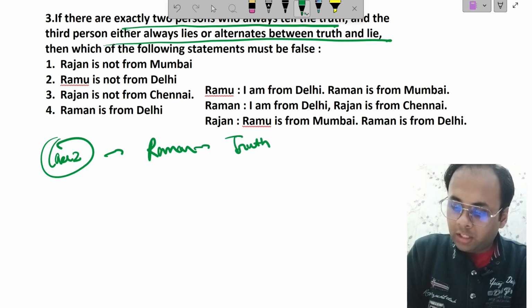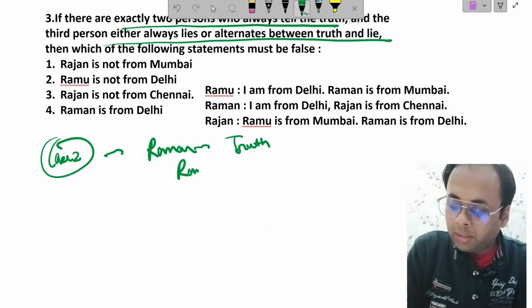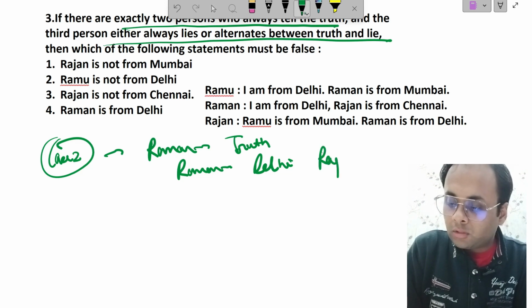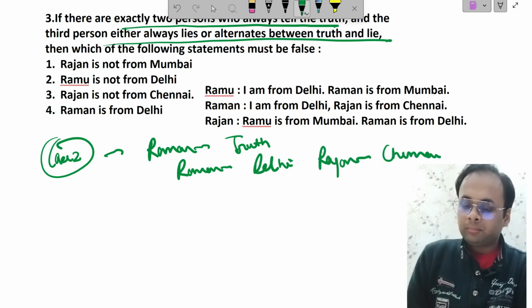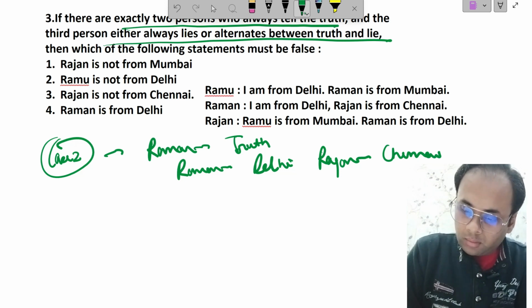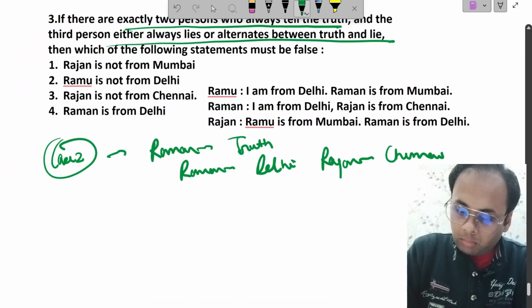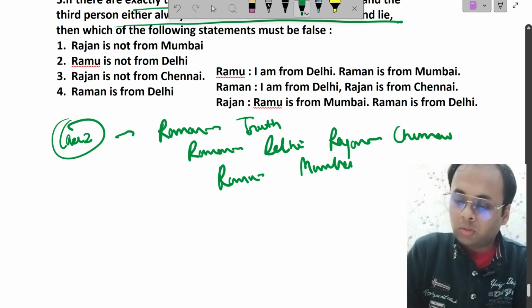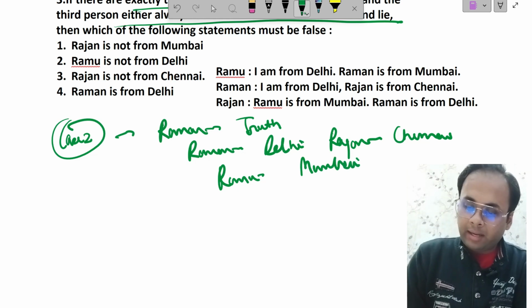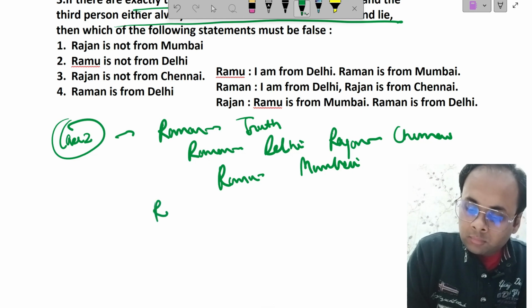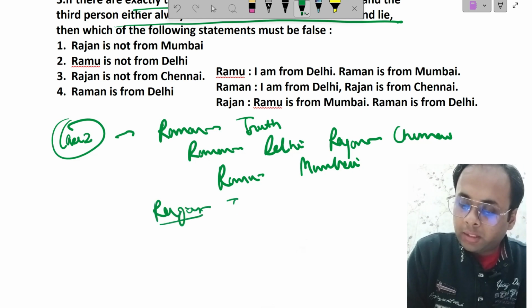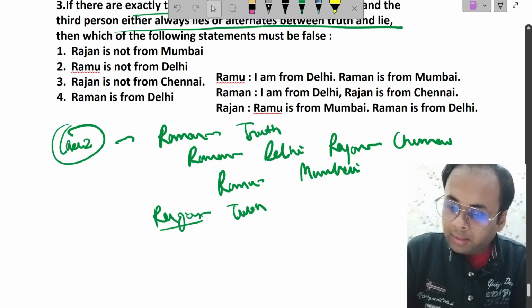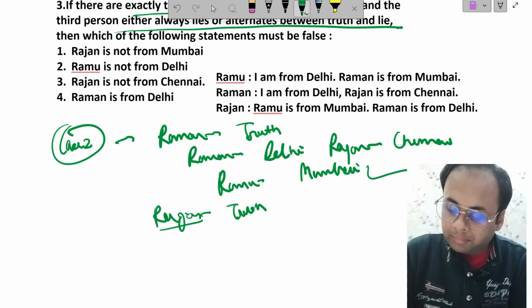Like he is from Delhi. So as per it, Raman is from Delhi and Rajan is from Chennai, and in that case Ramu has to be from Mumbai, correct? Then we have Rajan. So let us consider Rajan is also speaking the truth, because as per our question now, two persons are speaking the truth. So Rajan says that Ramu is from Mumbai, correct, and Raman is from Delhi, correct.